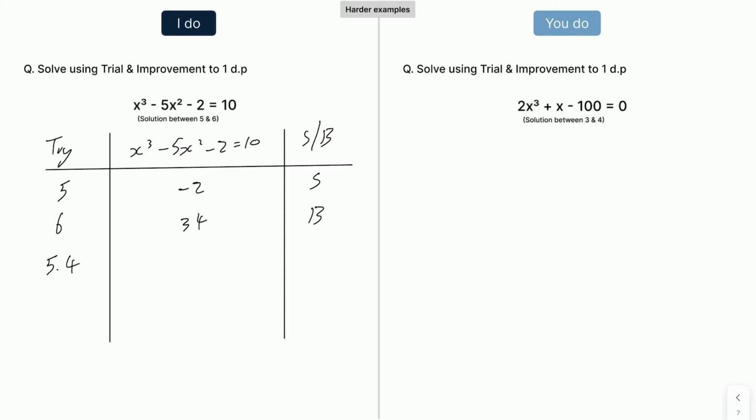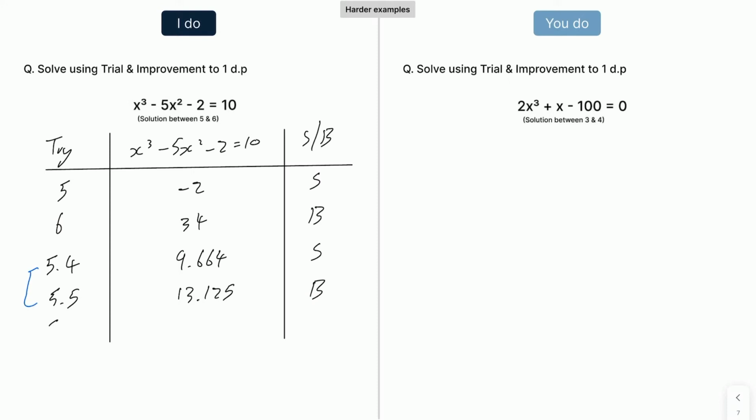So if I try 5.4, I get my answer as 9.664, which is surprisingly small. Okay, so that means I need to go bigger. So I'm going to go 5.5, and that gives me 13.125, which is big. So it's bigger than 10. So we've trapped the answer. So we know the answer is in this region here.